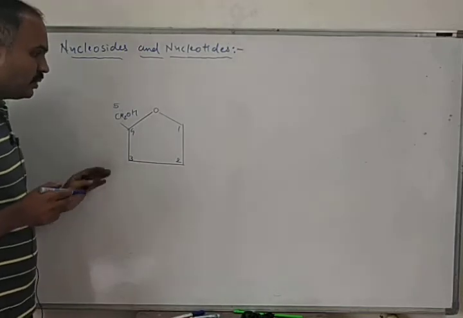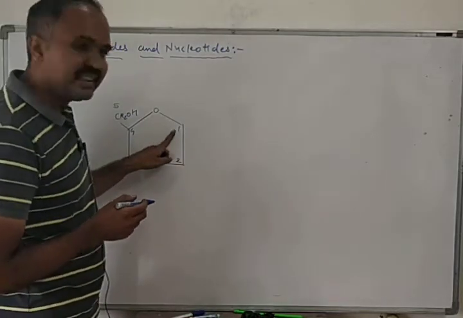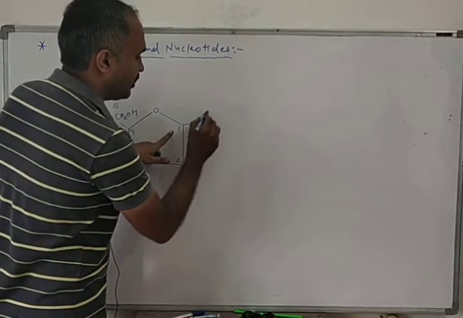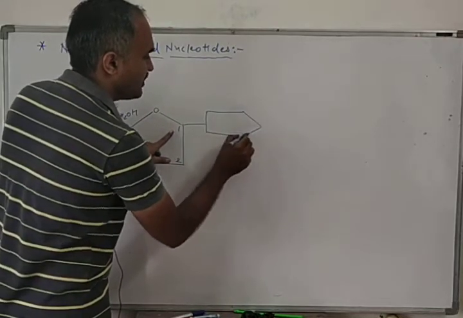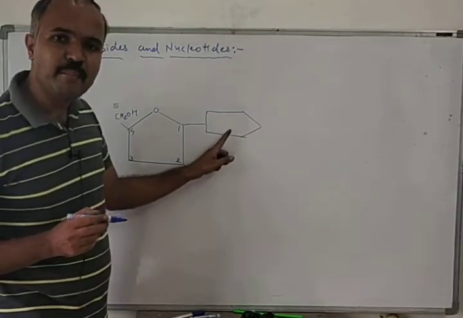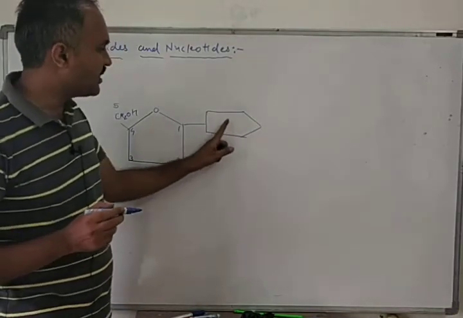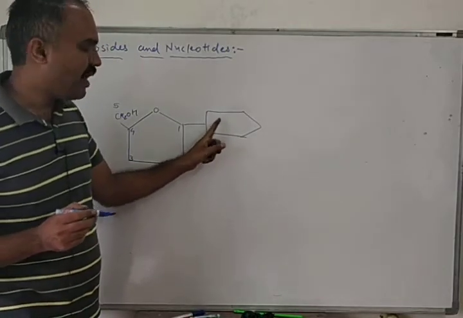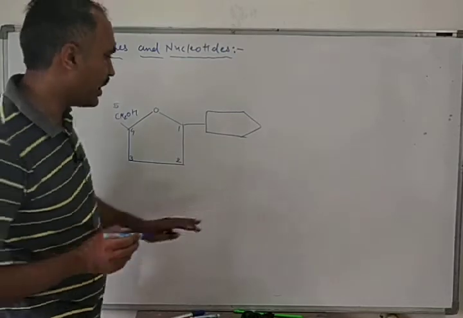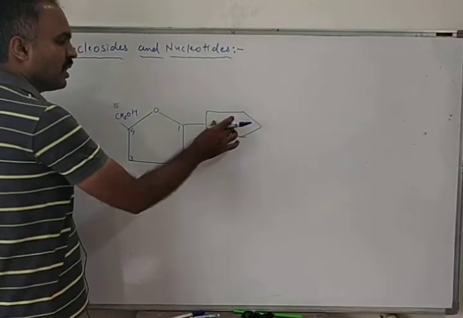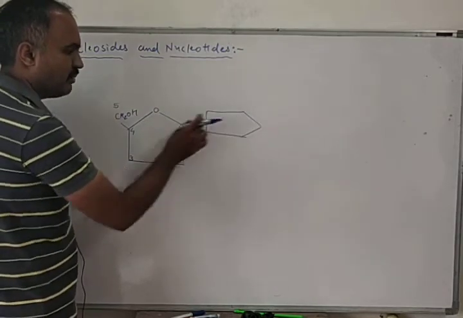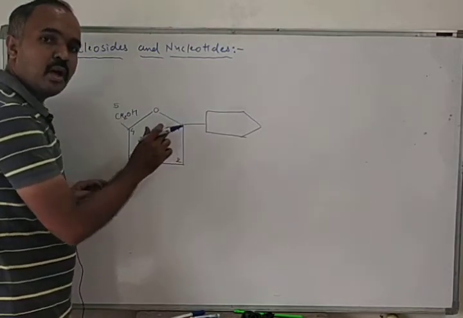Now say for example, on the first position, a nitrogen base is attached. This is not an actual figure of the nitrogen base. This is just a representative structure, not the original one. So this is a nitrogen base which is added to the first carbon of the pentose sugar.